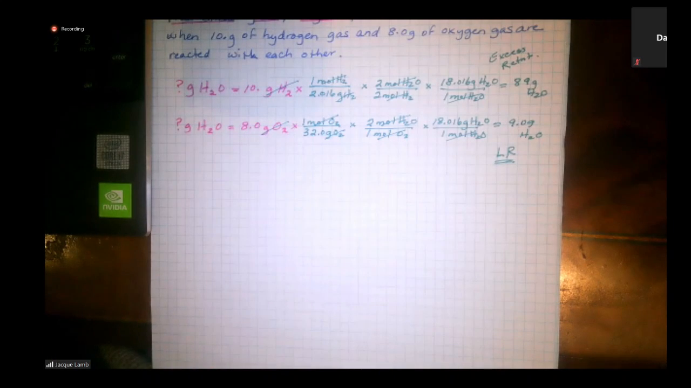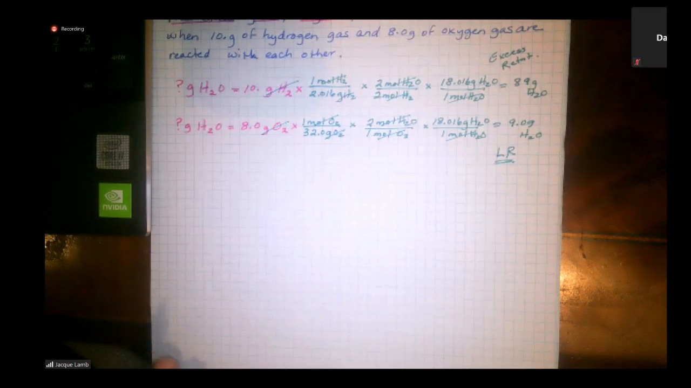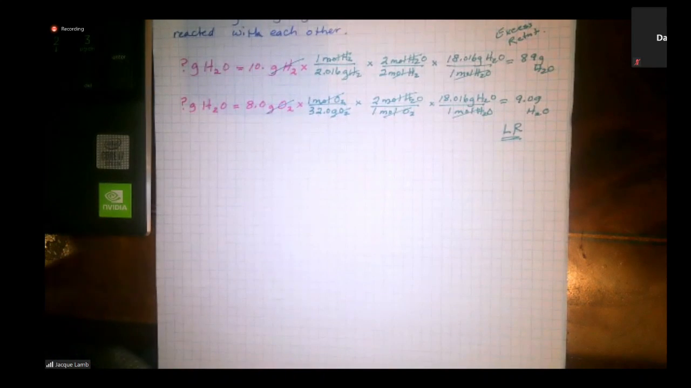Now, based on that, the other question is, how much of the excess reactant would I have left? This is my theoretical yield, by the way, in grams, which is what I was asked. But based on that and based on this discussion we've just had, can I determine how much hydrogen is left over?